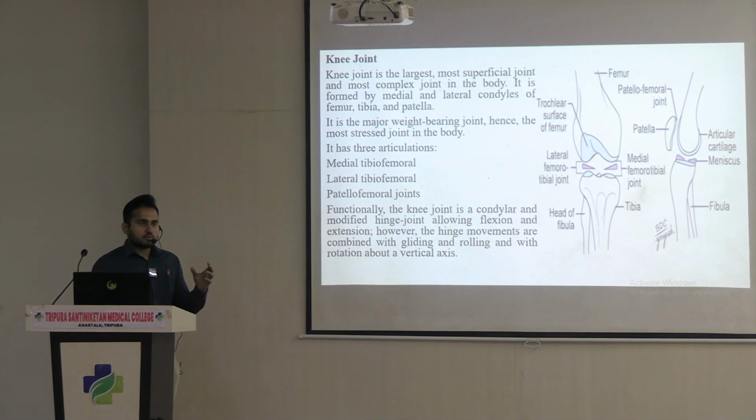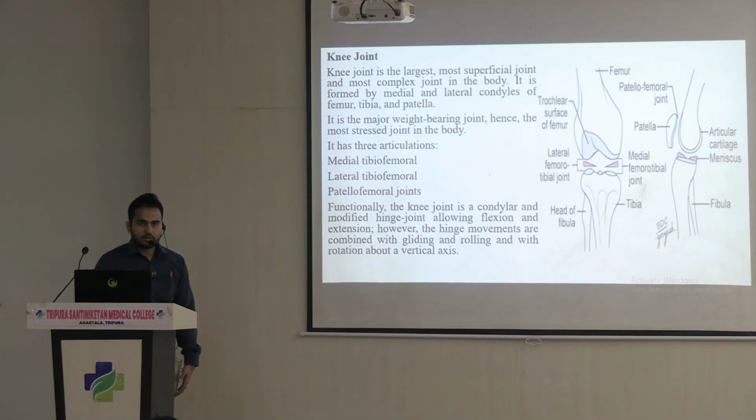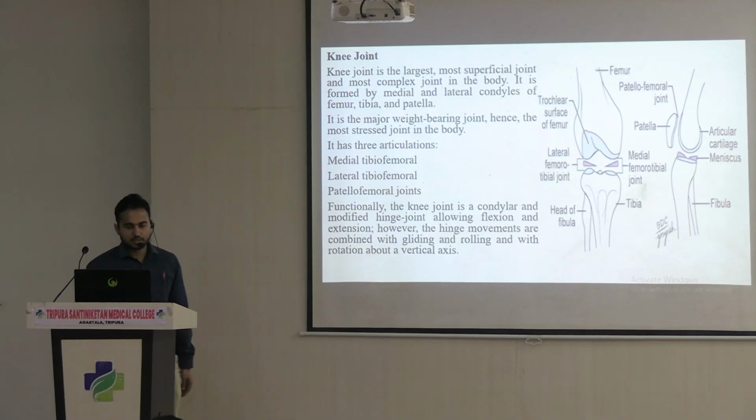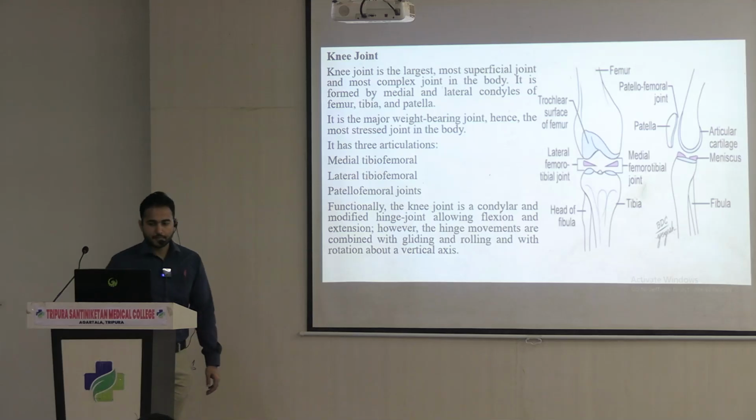Next, now we know that knee joint is a weight-bearing joint. Whenever you are standing erect, both the knee joints are bearing your weight. And it is the most stressed joint of our body because of the weight which is being borne by the knee joint. And three important articulations are there. What are those three important articulations? As you can see, medial tibiofemoral, lateral tibiofemoral, and patellofemoral. These are the three important articulations in the knee joint, as you can see in the diagram.